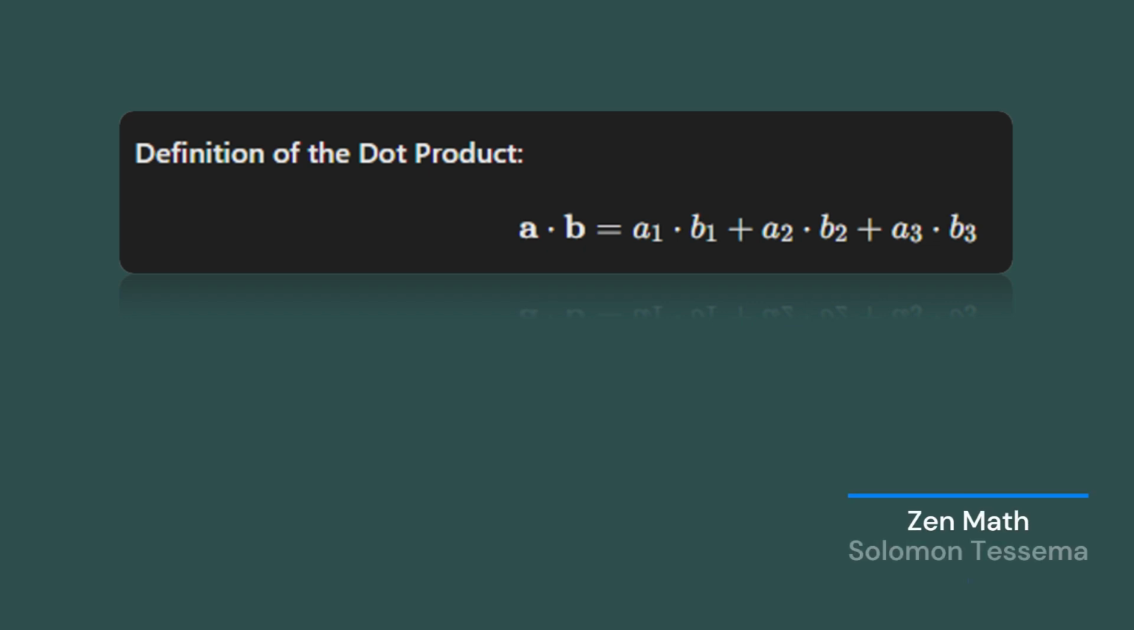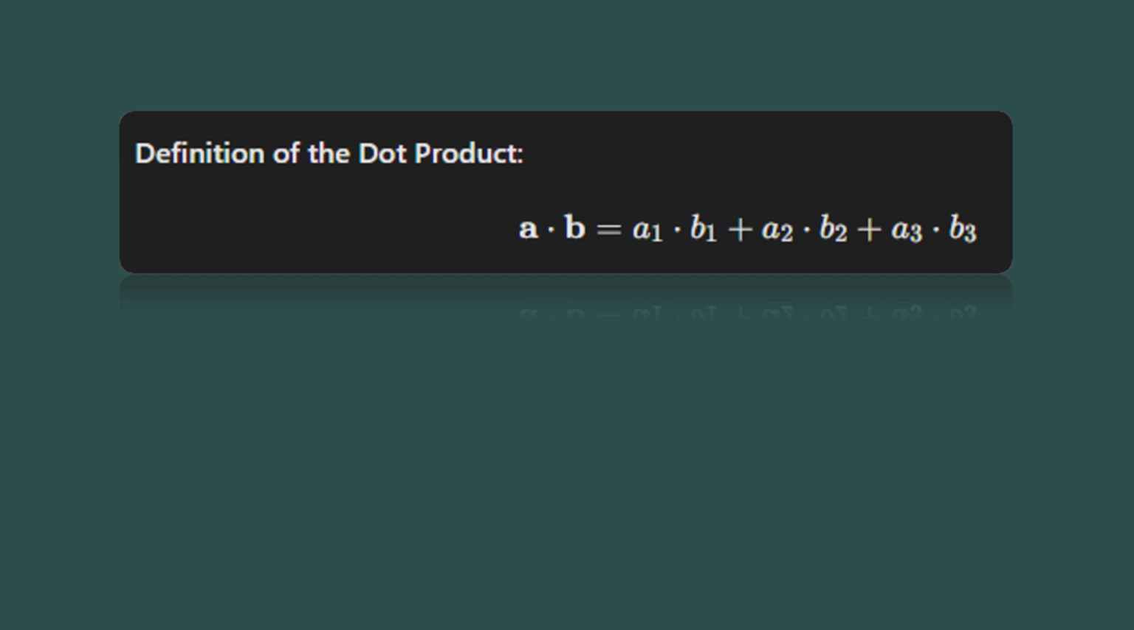Today, we are exploring the dot product, one of the simplest and most fundamental concepts in linear algebra. Despite its simplicity, the dot product is an essential building block in machine learning and artificial intelligence, powering many of the algorithms we use every day. To begin, let us define what the dot product is.